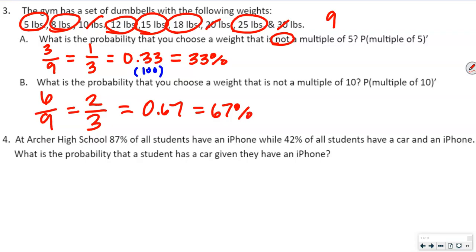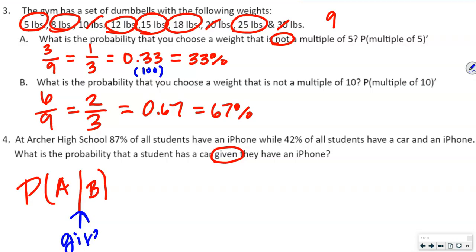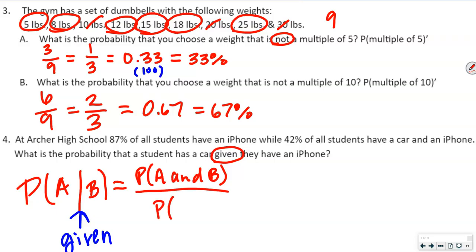Okay? Now, it says at Archer High School, 87% of all students have an iPhone, while 42% of all students have a car and an iPhone. What is the probability the student has a car given that they have an iPhone? This term, given, that is that formula on y'all's formula sheet that says the probability of A given B has occurred, okay? Remember, that little slash right there means given, okay? So now, on your formula sheet, what it says is that it would be the probability of A and B over the probability of B. So we're going to find where this and word is, okay?